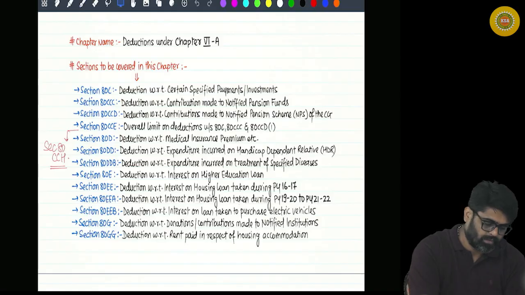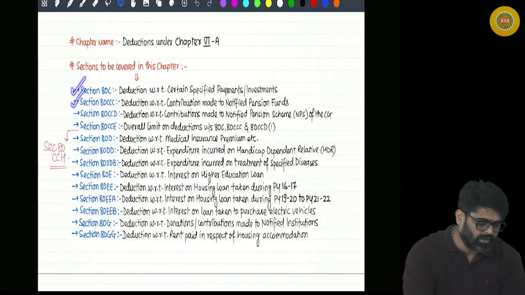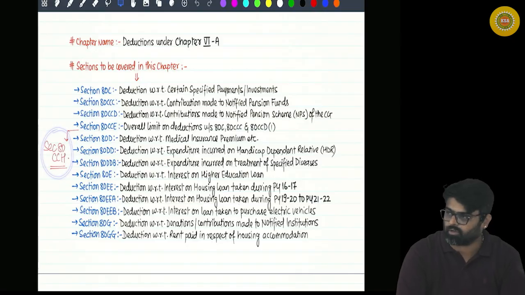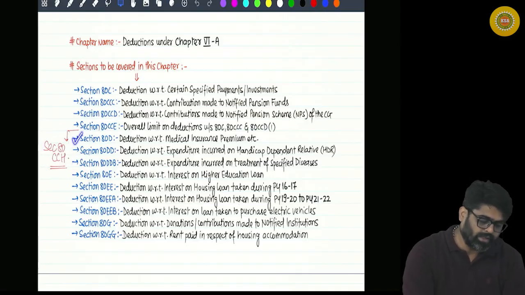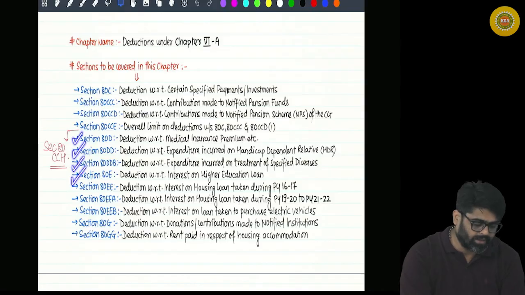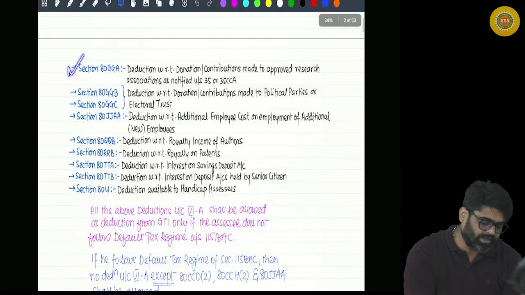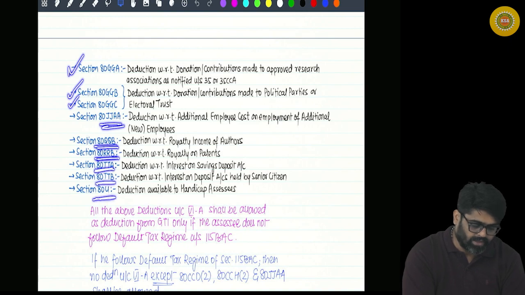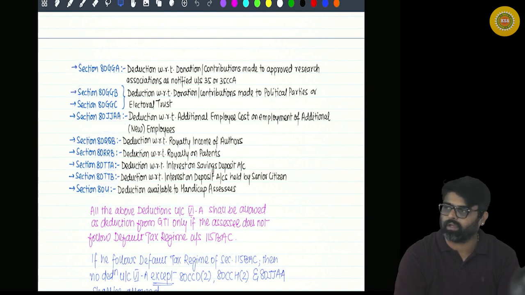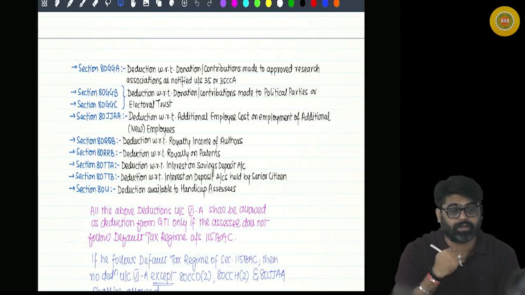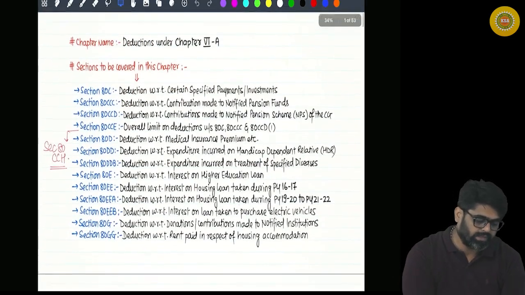Number one, 80C, 80CCC, 80CCD, 80CCE. Then after 80CCE, 80CCH is also there. Then 80D is there, 80DD, 80DDB, 80E, 80EE, 80EEA, 80EEB, 80G, and 80GGA, GGB, GGC, and 80JJA, 80QQB, 80RRB, 80TTA, 80TTB, and 80U. So if you count, there are around 20 to 22 deductions. Out of all these deductions, 80C is most important.